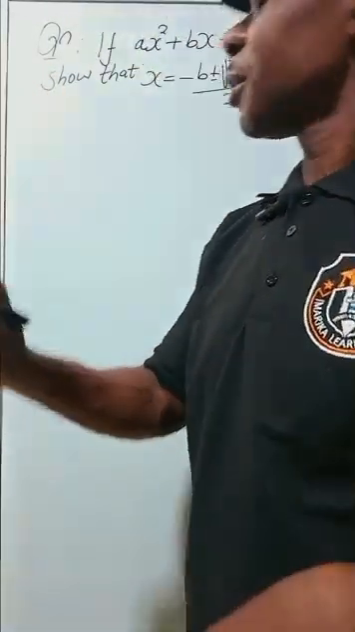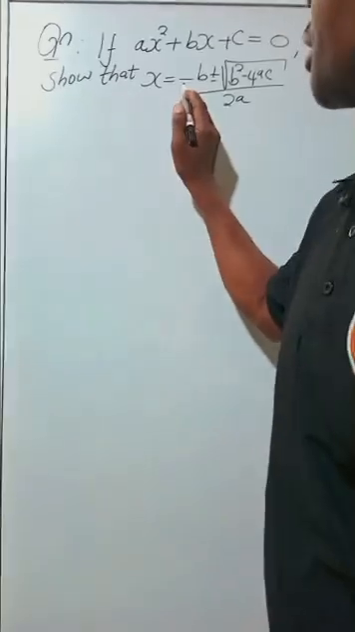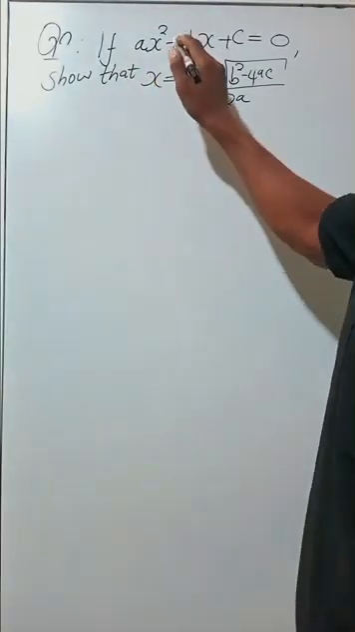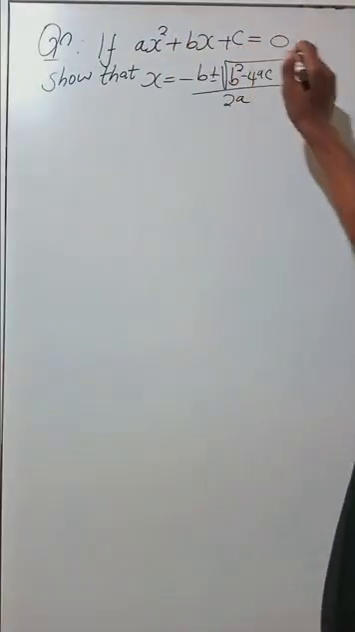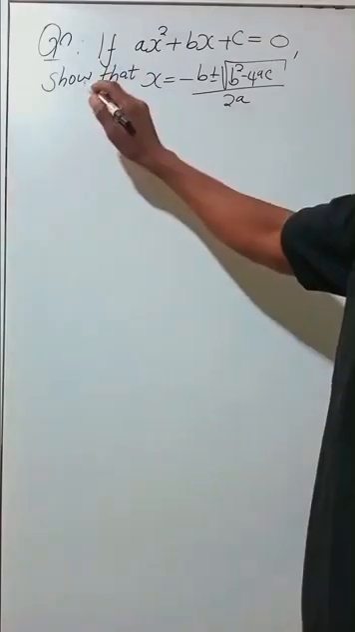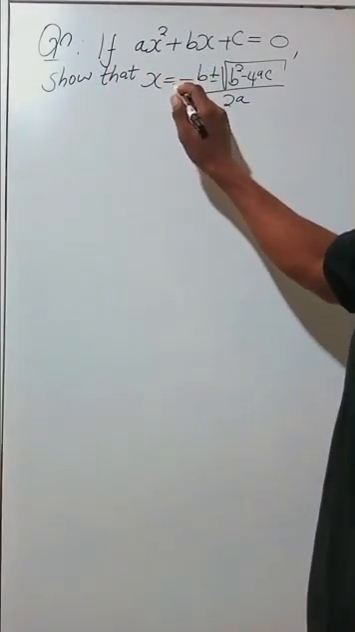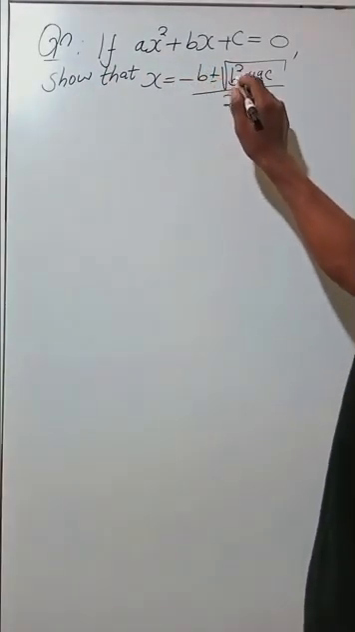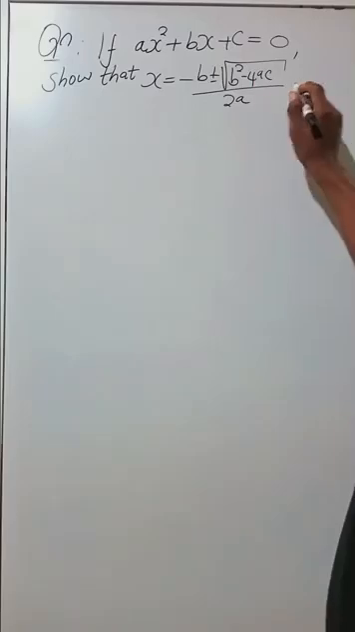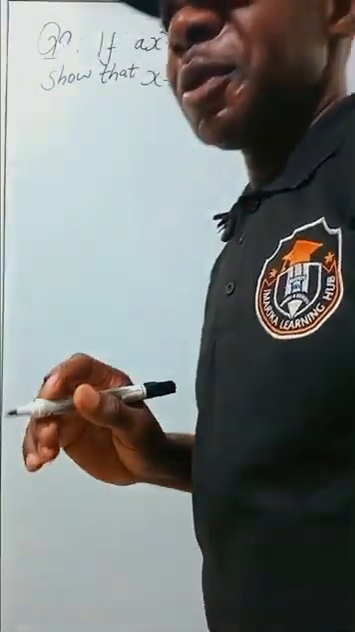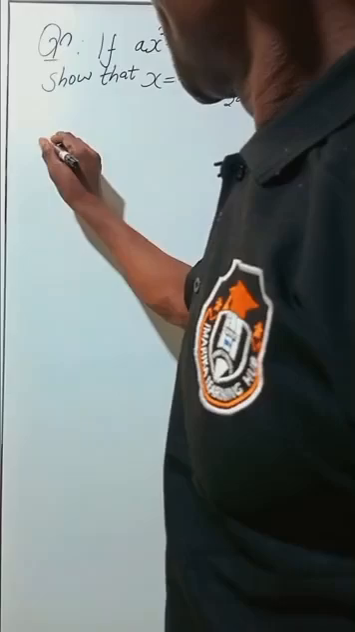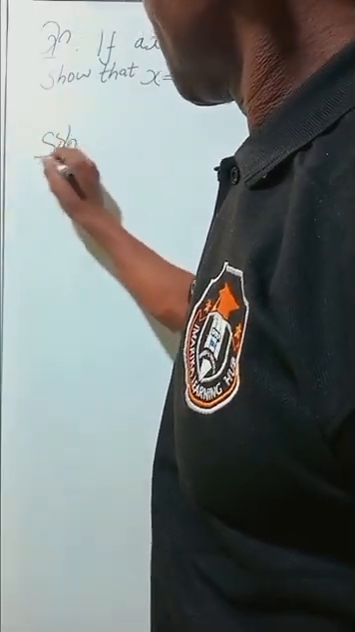Wait, look at this question. If ax squared plus bx plus c equals 0, then show that x equals negative b plus or minus the square root of b squared minus 4ac divided by 2a. Let's go together. So here is the solution.